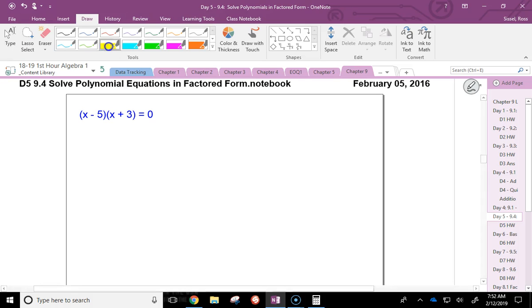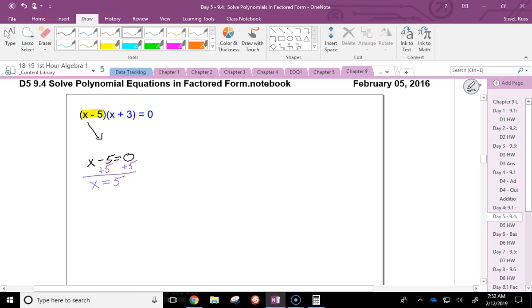I'm going to take this first one, x minus 5, and I'm going to set it equal to 0, because it said that it's going to equal 0. Well, how do I solve for x? Katie? 0 plus 5. Yeah. So I'm going to add this 5 here. So I first say x equals 5.